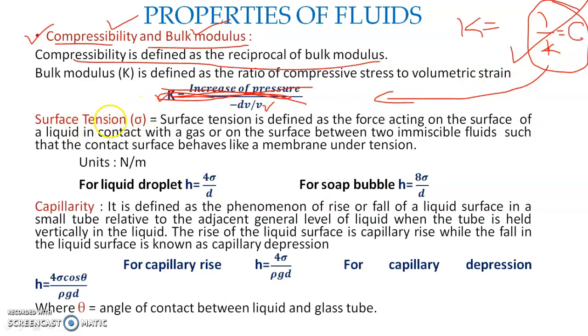Okay. Surface tension. Surface tension is defined as the force acting on the surface of the liquid in contact with a gas, or on the surface between two immiscible fluids, such that the contact surface behaves like a membrane under tension. So very clear. Okay. So that is the concept of surface tension.